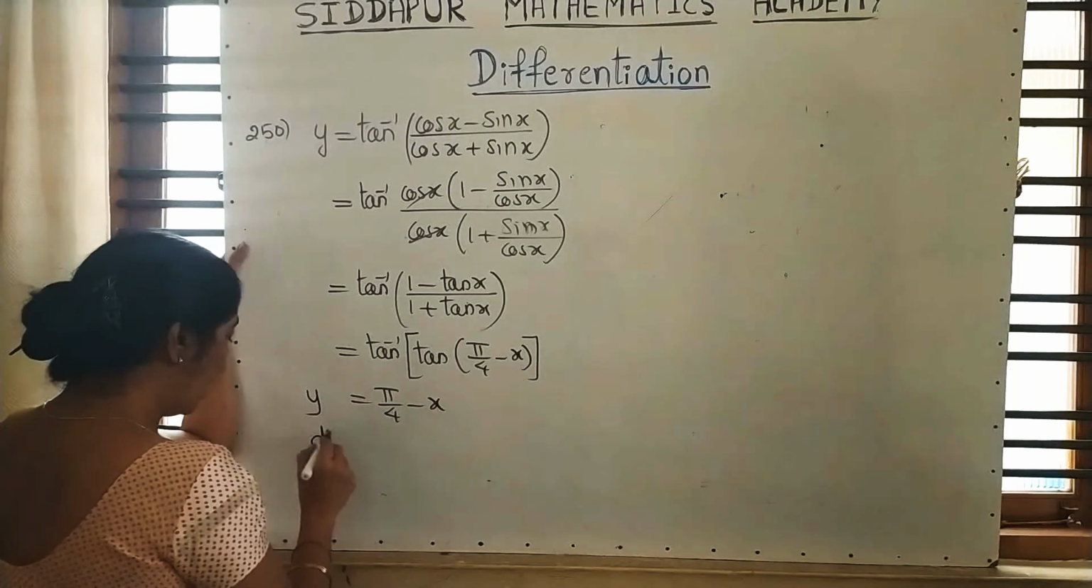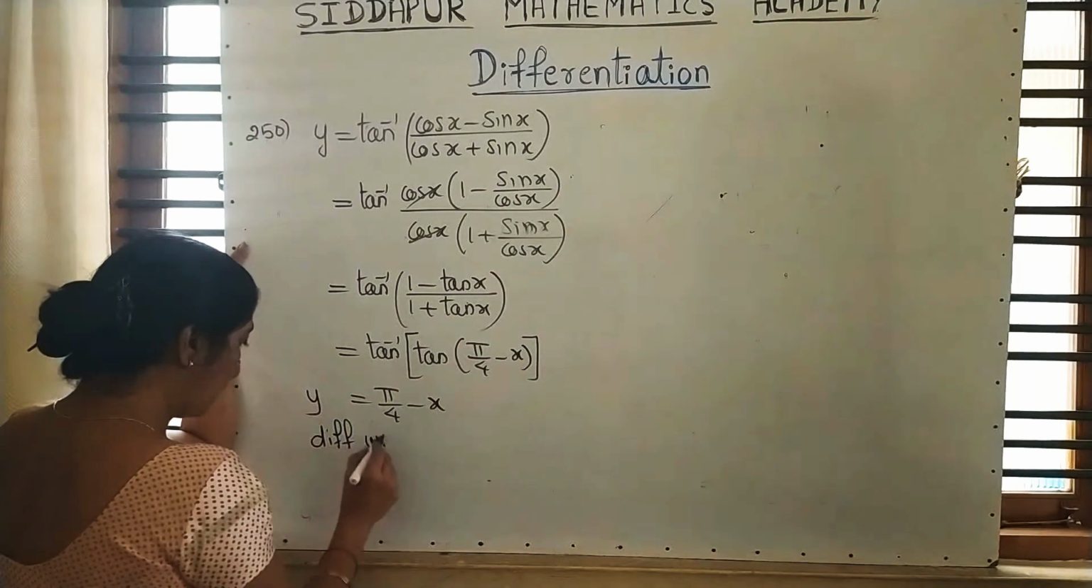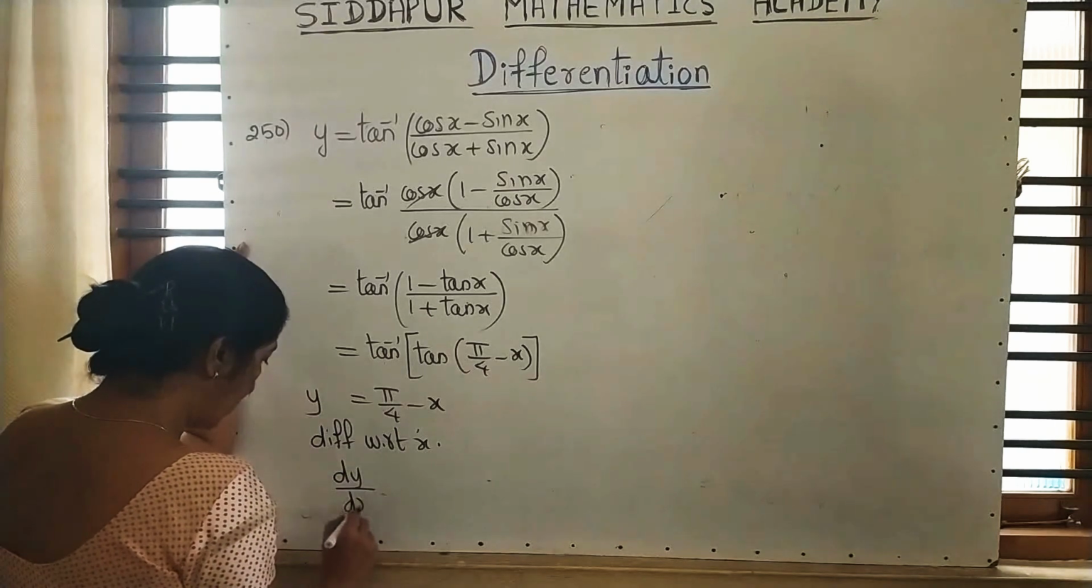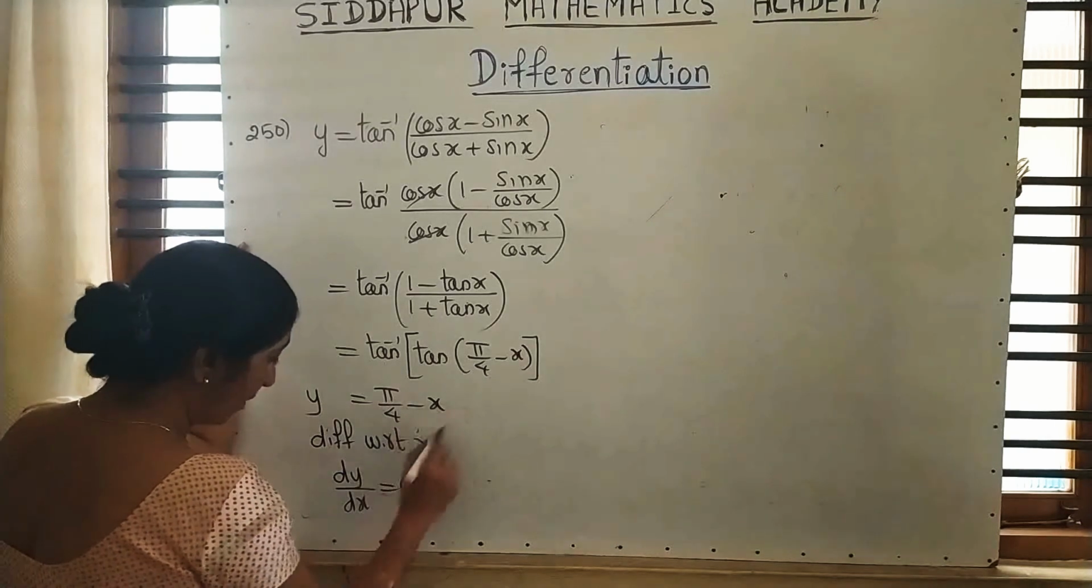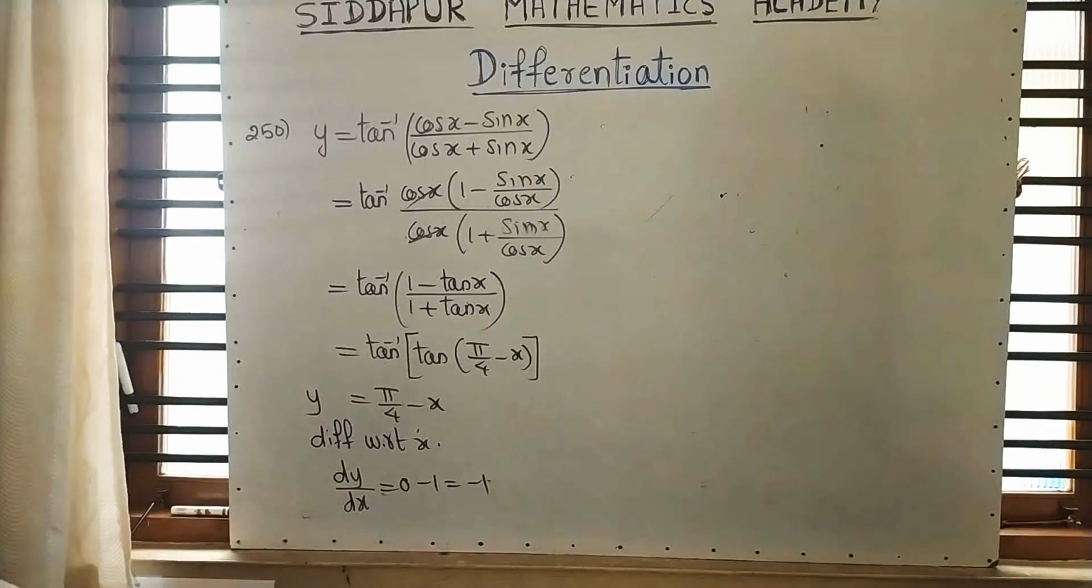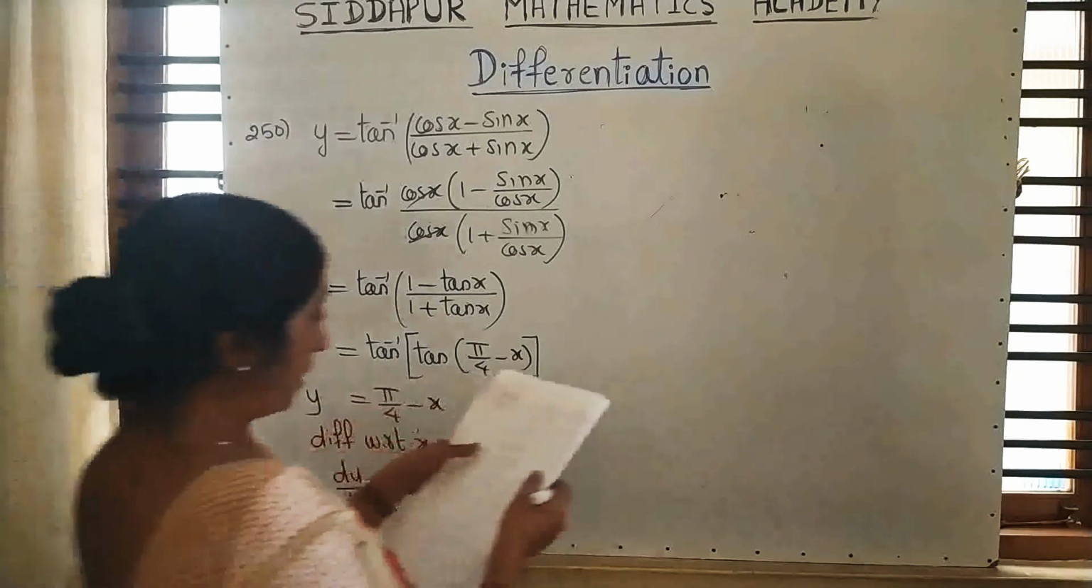This is y. Now differentiating with respect to x, dy upon dx. Pi by 4 is 0. Minus x means minus 1. Finally we got minus 1. Simple or what? Moving to the next question.